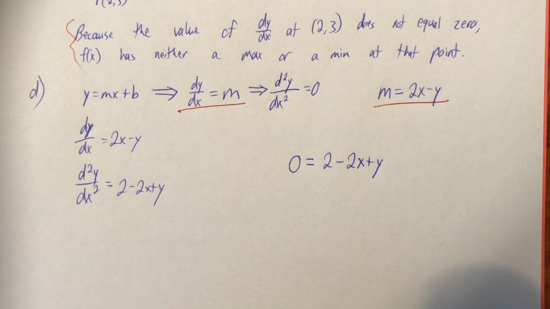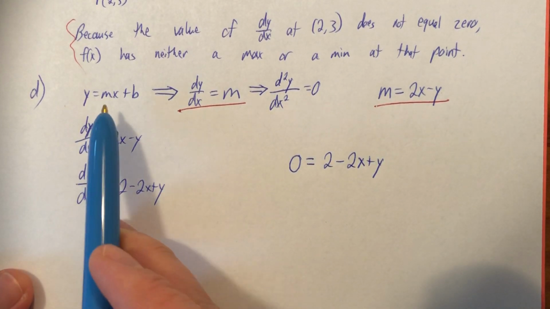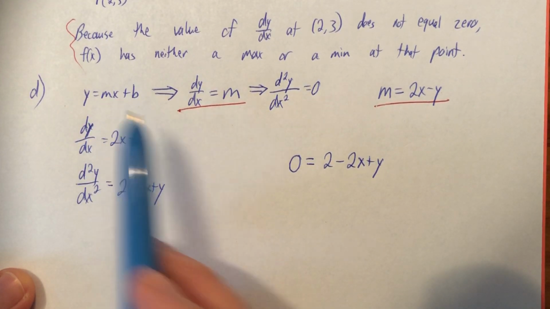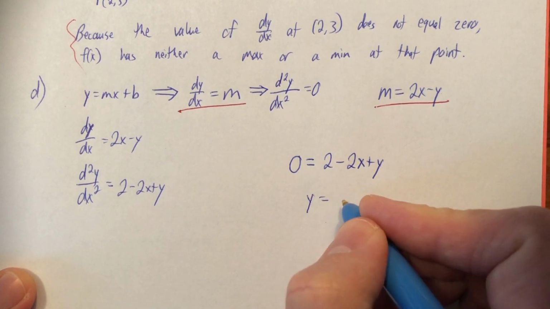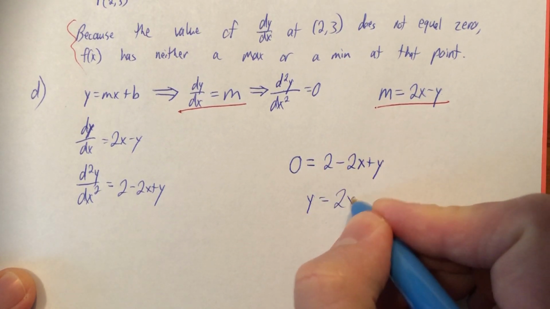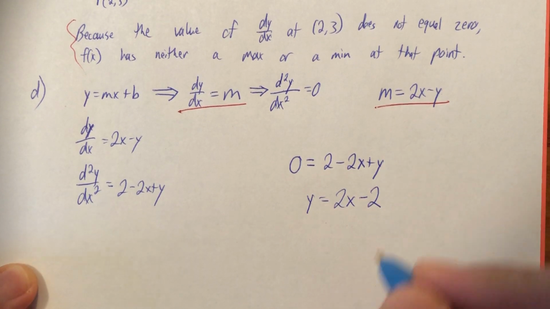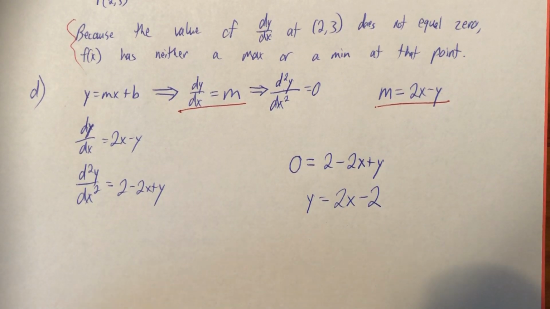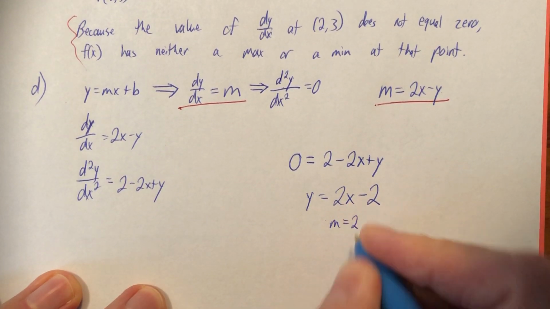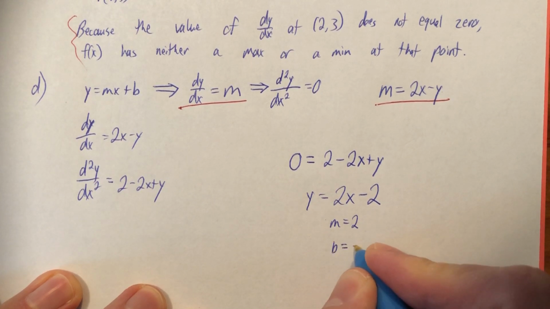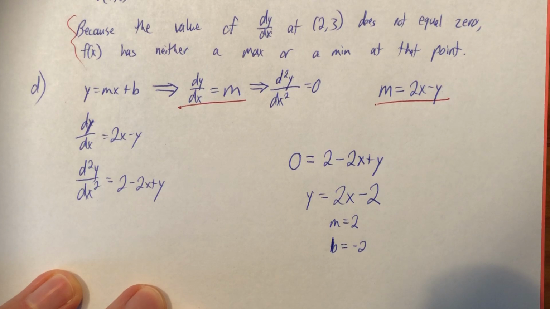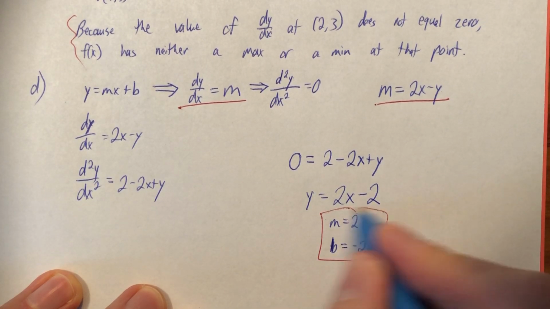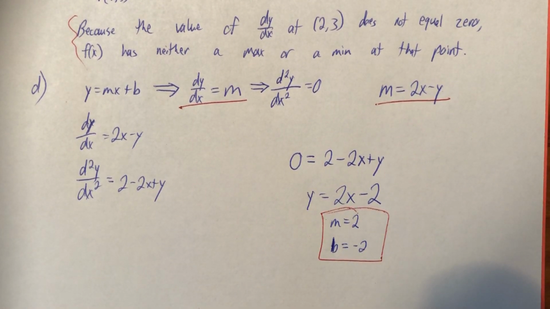I hope you see what's about to happen. The problem said find the values of m and b. I can find it very easily. Let's solve this thing for y. y equals, we'll move that over, it becomes 2x. We move that over, it becomes negative 2. And there we go. So m equals 2, b equals negative 2. Whoa, that just jumped out of nowhere. By the way, this is worth another point right here. There's your final answer. Found the values of m and b.